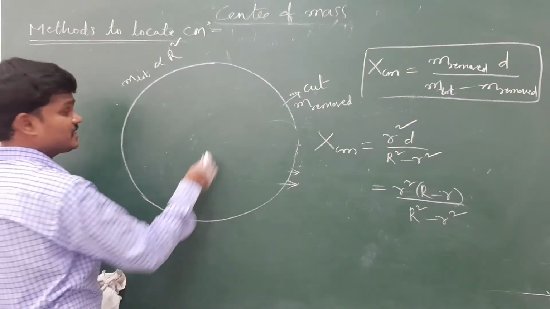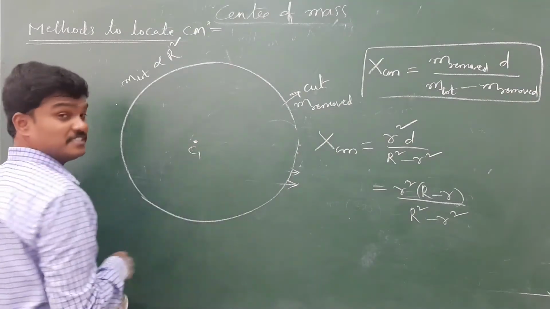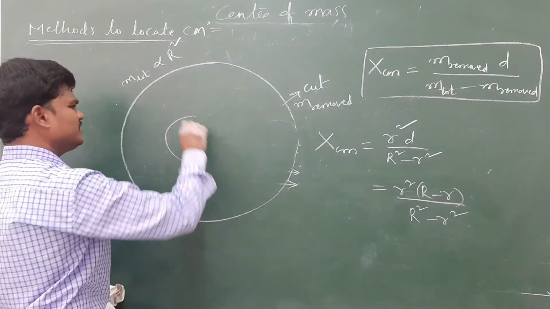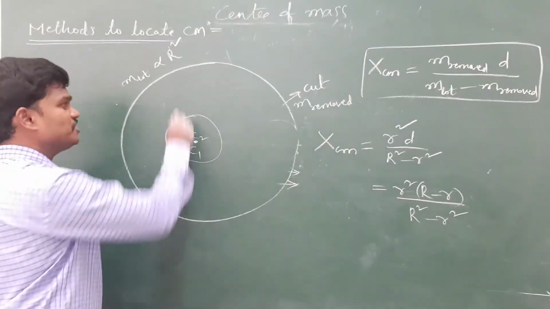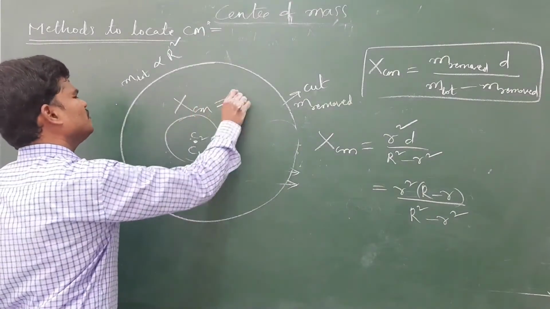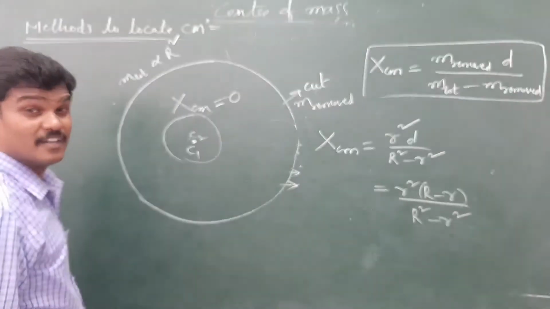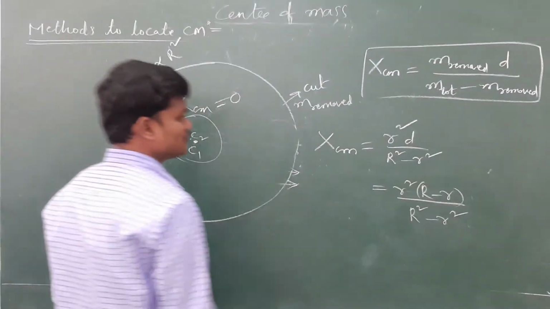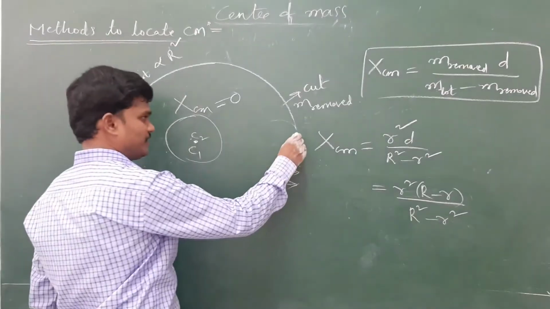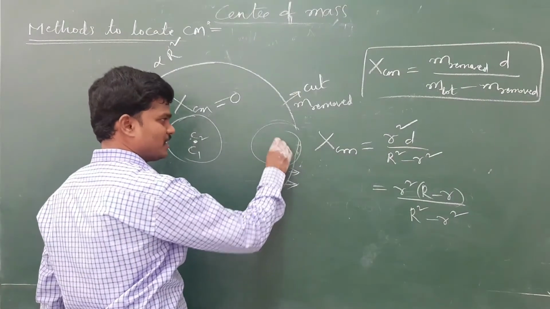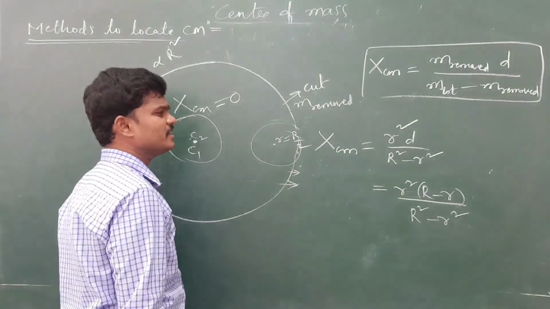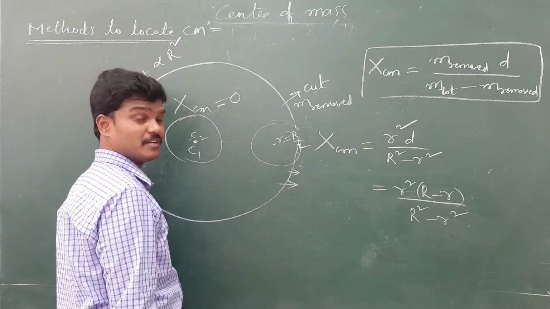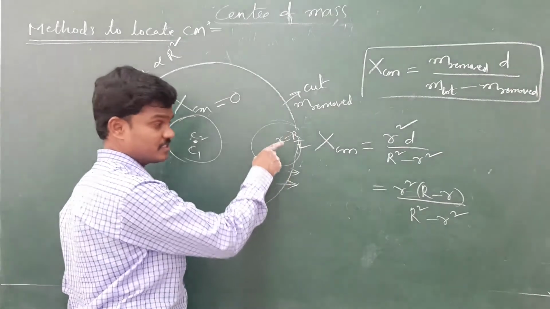For suppose this disc is cut at the center: the initial center of mass is C1, and if this disc is cut at the center, the final center of mass is also at the same place. So there is no shifting of center of mass if it is cut here. And for suppose, if it is cut at the edge and small r is given as capital R by 2 in a problem, I am discussing that now.